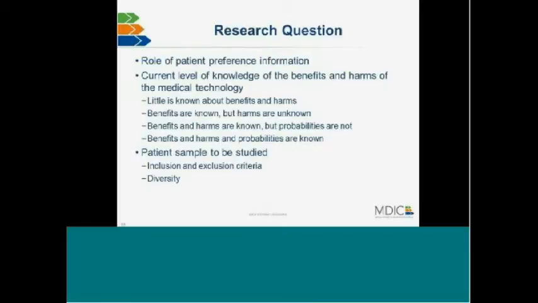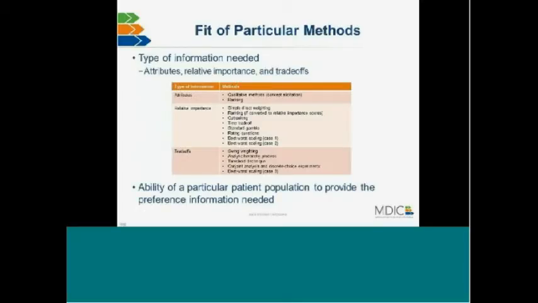Then there is the question of the patient sample. Who do you include? How much diversity in the sample do you need based on known characteristics? How are you going to look at heterogeneity that isn't explained by known characteristics? So those are all questions you need to consider when formulating your research question and planning your study.